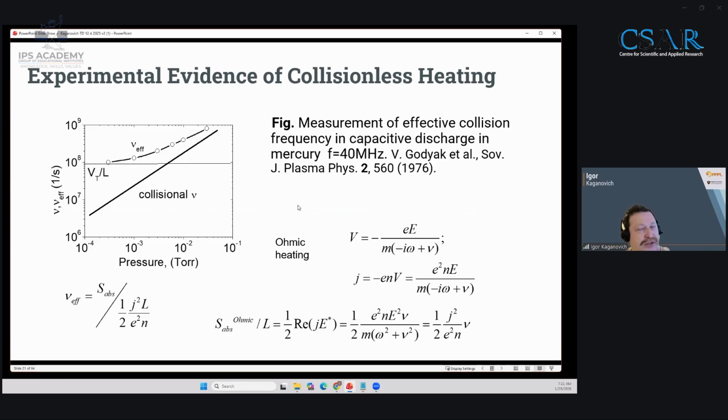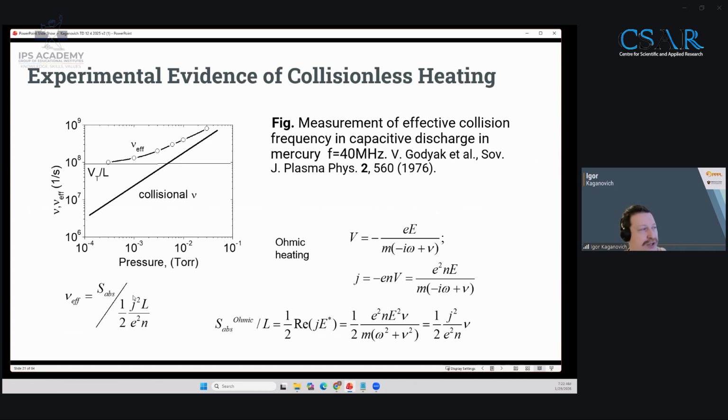One of the reasons is so-called collisionless heating, from an old paper about 50 years ago by Valery Godyak. He is an experimentalist, he measured things, and he asked himself the question: what determines power deposition in this system? He measured power, currents, and density, and then he looked at an effective frequency, where you take the power deposited and divide by an ohmic-like quantity, current density squared, times length, divided by density.